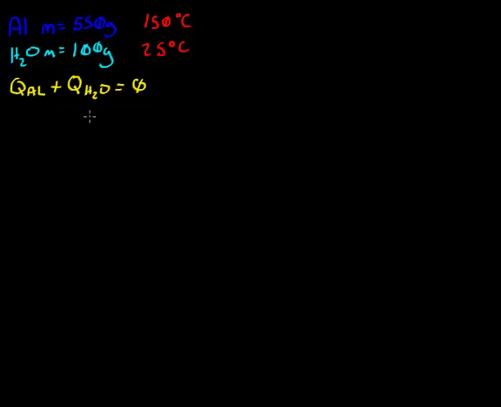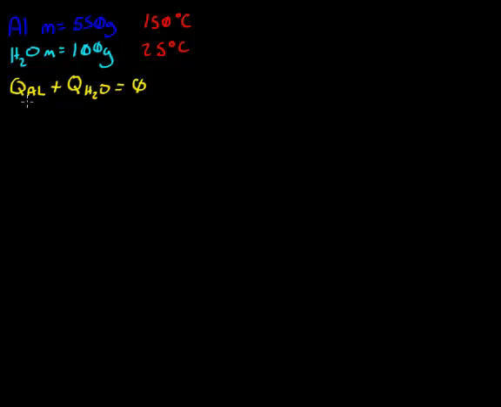Hi, today we're talking about specific heat and equilibrium. So for the first part, we've got aluminum and we have 550 grams of it. We heat it up to 150 degrees Celsius. The next part is water. We have a mass of 100 grams of water and we heat that to 25 degrees Celsius. So what we want to find is the resulting equilibrium temperature when you add those two things together.